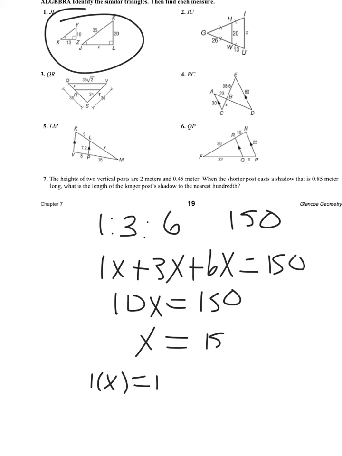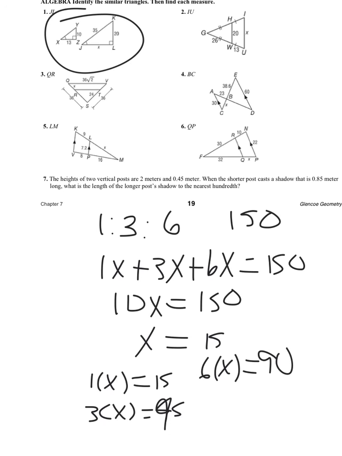So 1x is 15, 3x is 3 times 15, I hope I didn't copy a problem subconsciously. Oh well, we'll find out. And then the 6x is 6 times 15. 6 times 15, I think, is 90. Yeah.